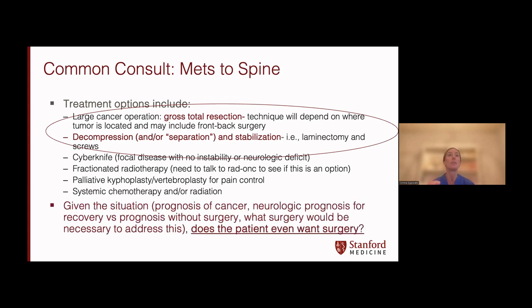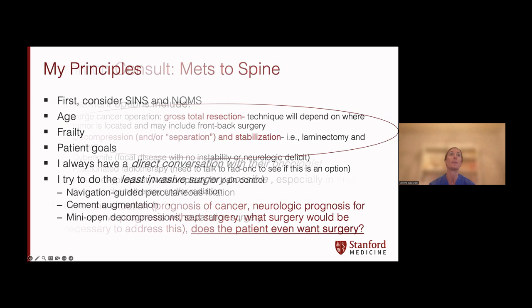And I think really importantly, we talked about all of these different classification systems and what are the different factors that we consider when we're deciding on whether to operate on a patient. But the question is, given everything that's going on, their prognosis, their neurologic prognosis for recovery versus prognosis without surgery, what type of surgery we need to do to fix their problem. Does the patient even want surgery, right? That's an important question that I ask my resident if they're seeing the patient first. And then, of course, I ask the patient when I see them as well.